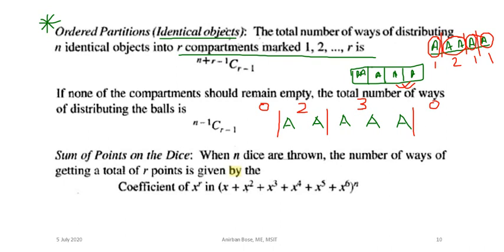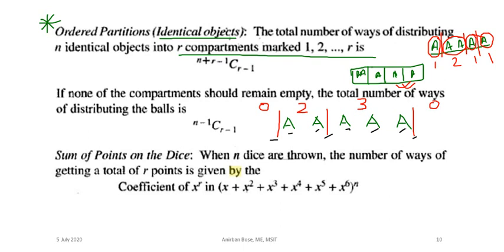Here we can see a different arrangement of the similar objects into 4 compartments. So now we can see how many ways we can arrange these 3 strokes and 5 similar objects A. So total how many different things are there? Here you can see how many different things are there. This is one thing. This is 1, 2, 3, 4, 5, 6, 7, 8.